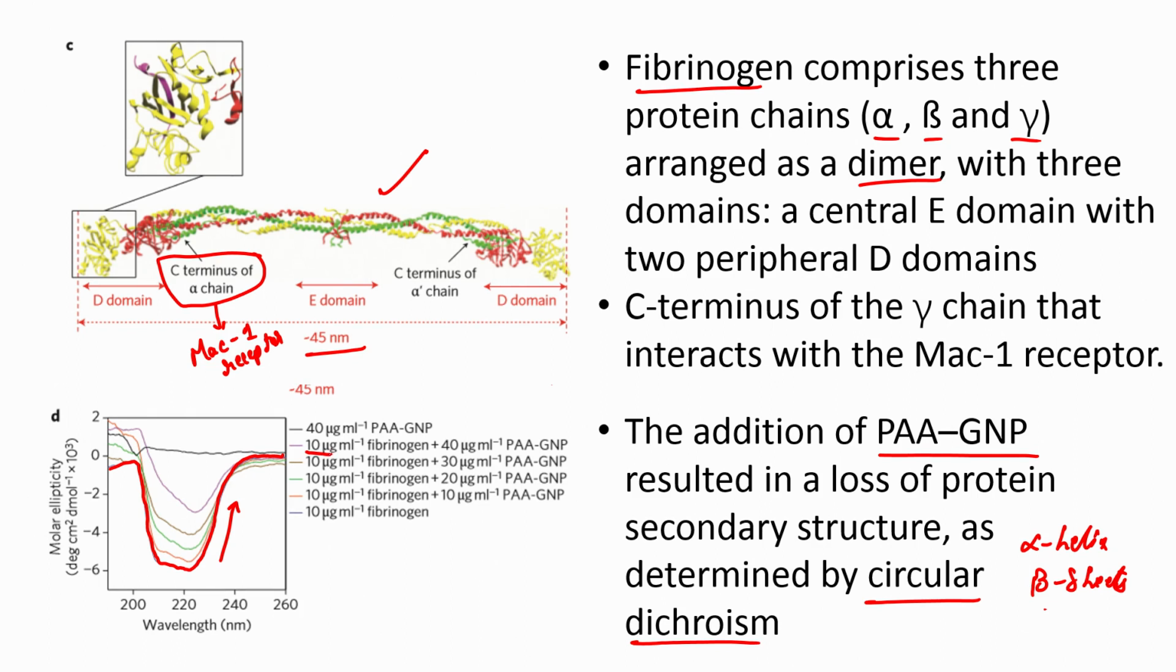At this point you are talking about 10 microgram per ml of fibrinogen incubated with 40 microgram per ml of your gold particles. And just to show that the gold itself does not have any secondary structure, they have run gold alone. What you can see is quite a bit of change in the structure, or loss in the secondary structure, which proves the point that once this protein goes onto the particles, it changes structure.